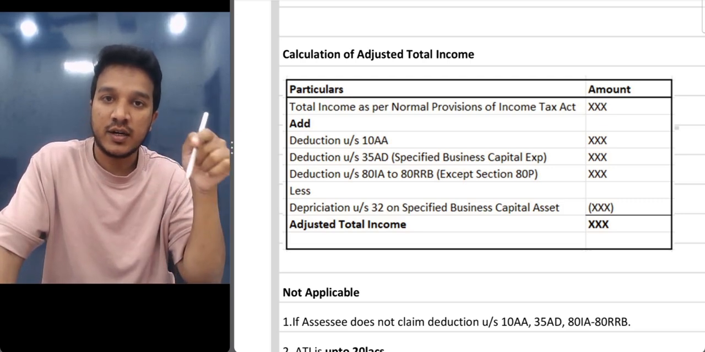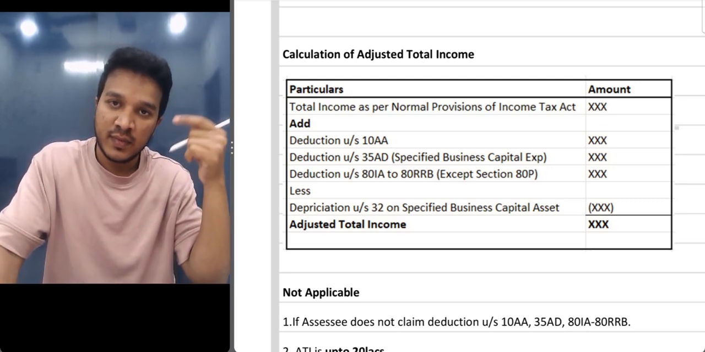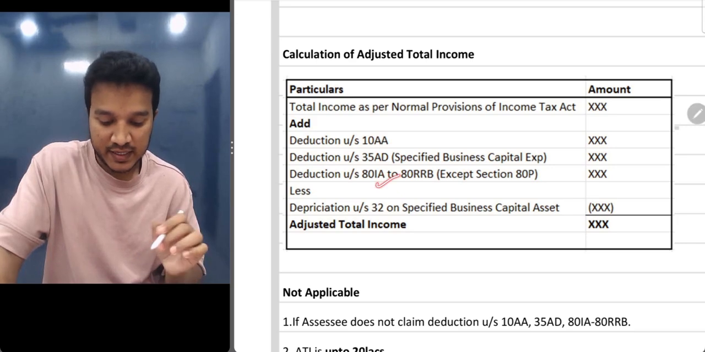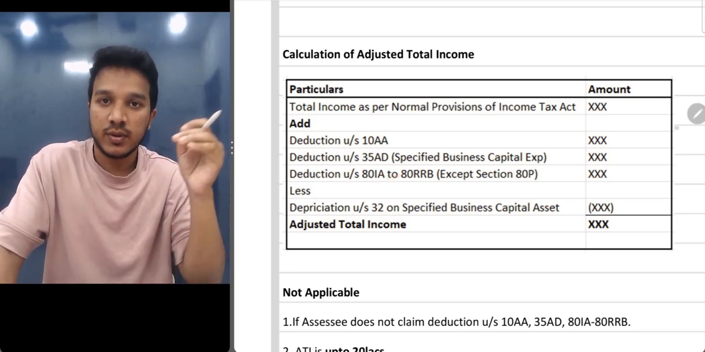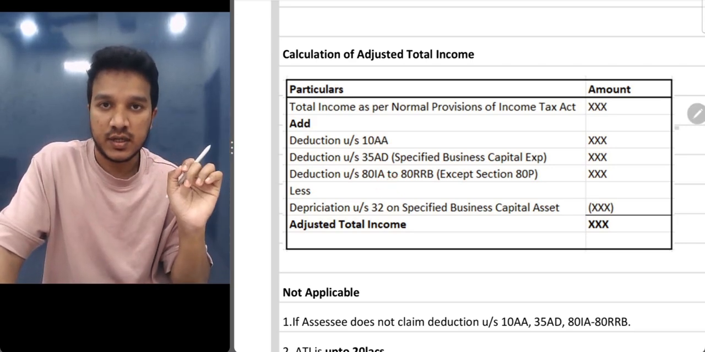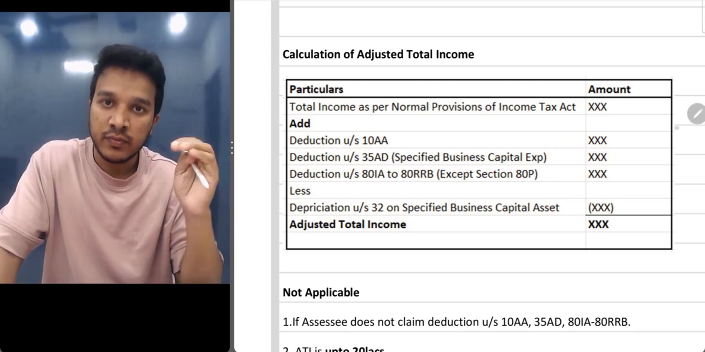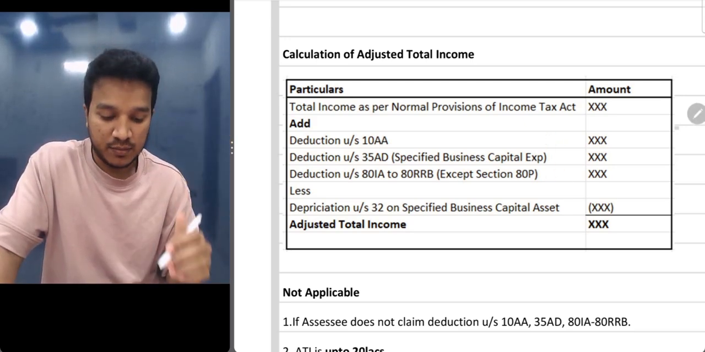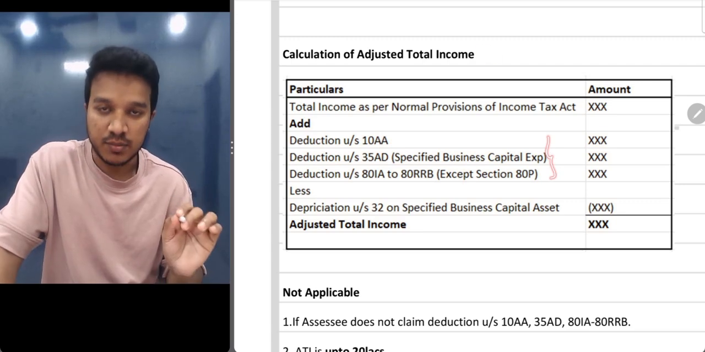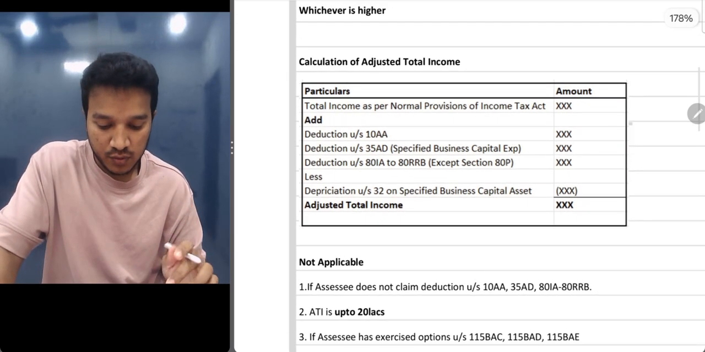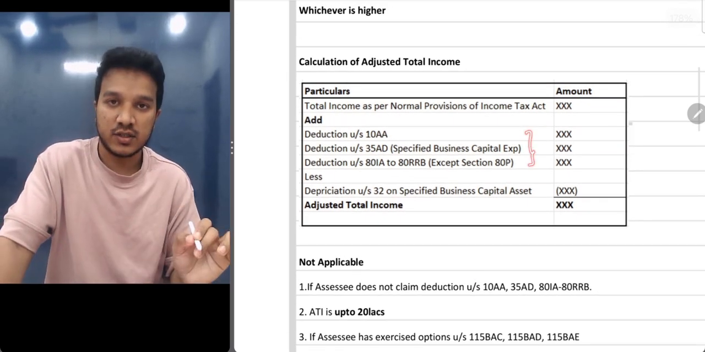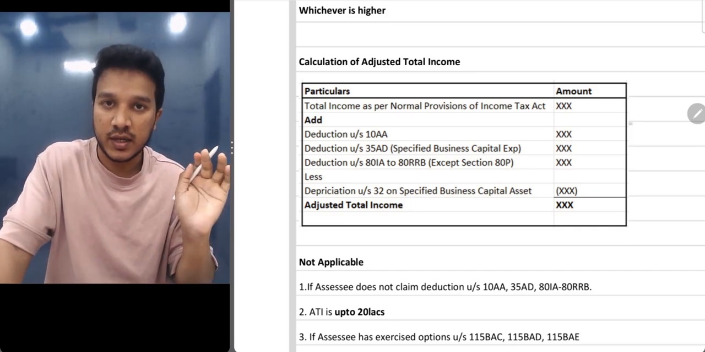Section 35AD. Here also you will claim 100% deduction on the capital expenditure. Add that. And then the third one is 80-IA, 80-IB. Here also certain assessees claim 100% deduction. So in case if you have claimed any deduction from these three sections, add back. Only if you claim deductions from these three sections, AMT is applicable. If you don't claim any deductions from these three sections, AMT is not applicable.